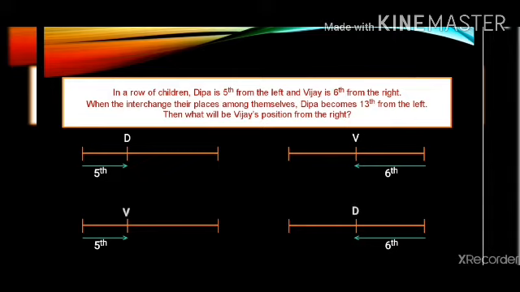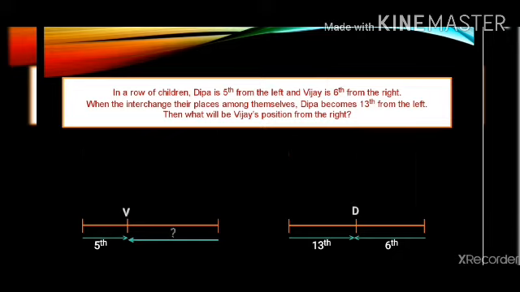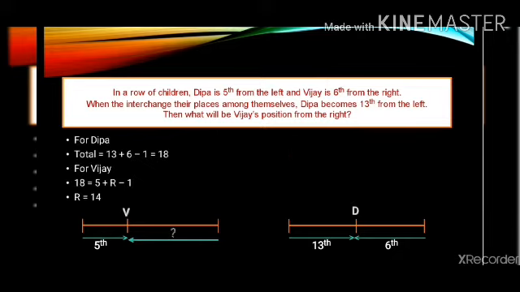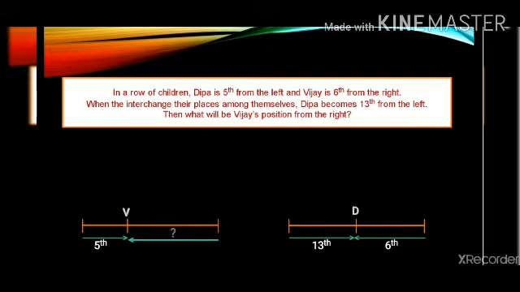Now, it is given that when we interchange their places among themselves, Deepa becomes 13th from the left. I already know that the new place for Deepa is 6th from the right. The new information is Deepa is 13th from the left. So from this equation I can find out the total number of people that are there. Total people in the row is 13, left, plus right, minus 1.